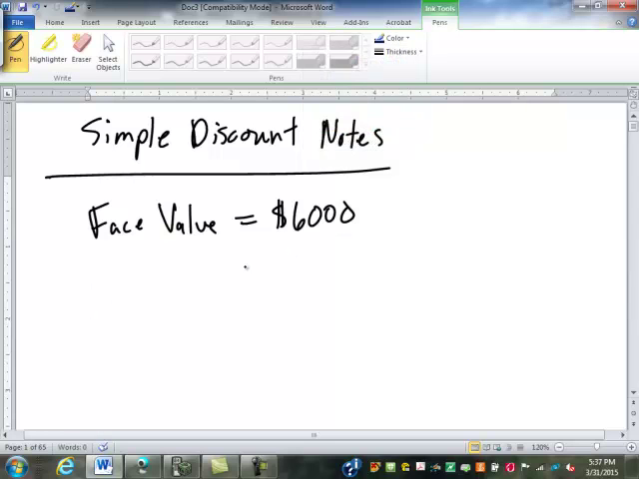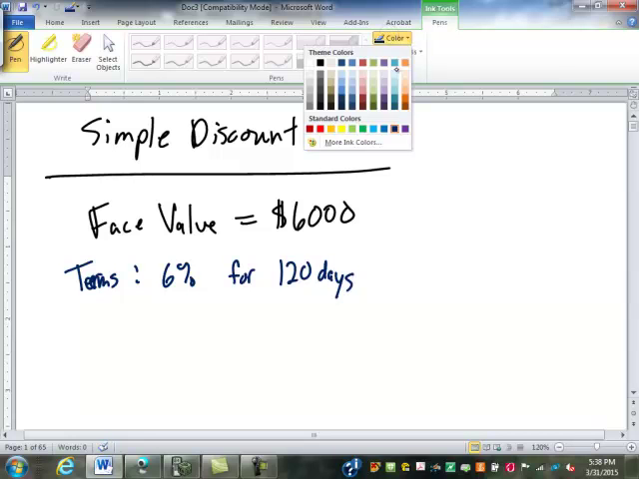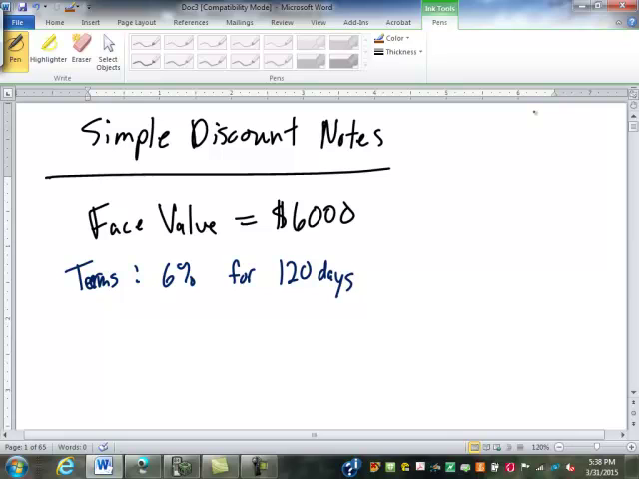So, face value $6,000, let's say that our terms are that this is 6% for 120 days. Now, on a simple interest-bearing note, we talked about principal, interest, and then maturity value. Maturity value is what you pay back, which is the face value or the principal plus the interest. On a discount note, instead of interest, we talk about a discount.